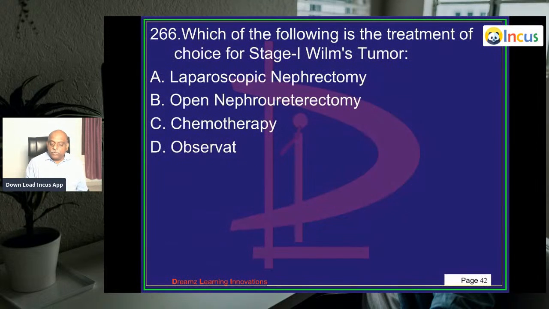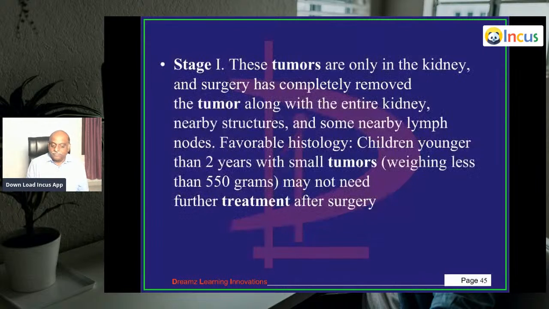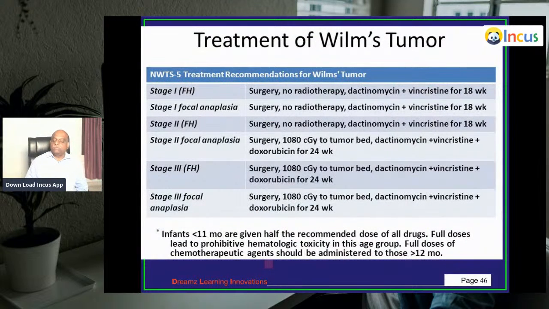So laparoscopic nephrectomy. Earlier days open radical nephrectomy was the first choice, but now it has become popular to use laparoscopic nephrectomy. So stage 1, these tumors are only in the kidney, and the surgery can completely remove the tumor along with the entire kidney, and children who are younger than 2 years with small tumors may not need any other treatment other than the surgery.